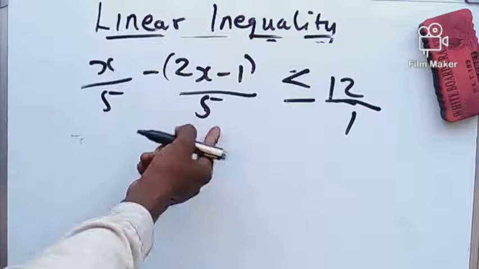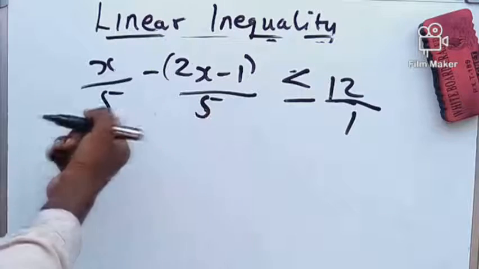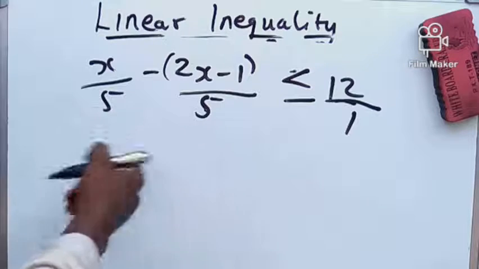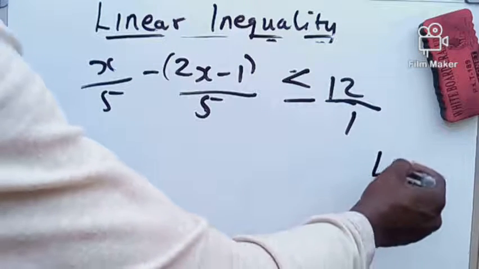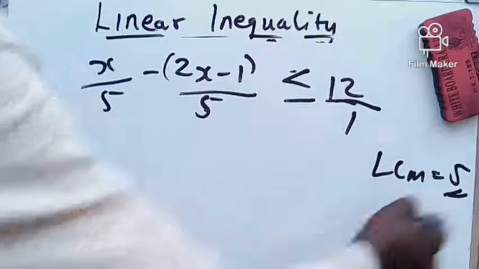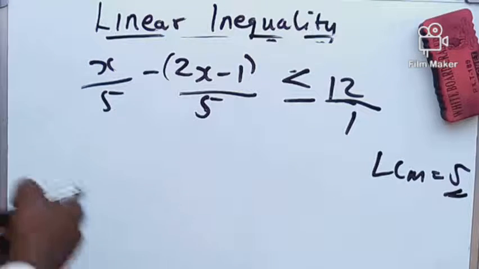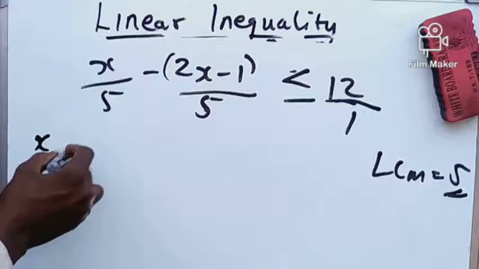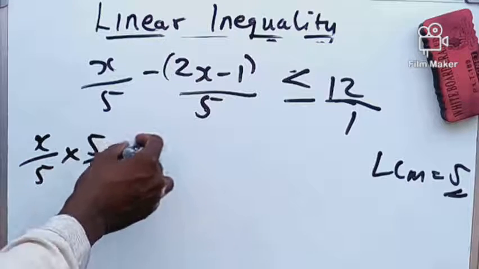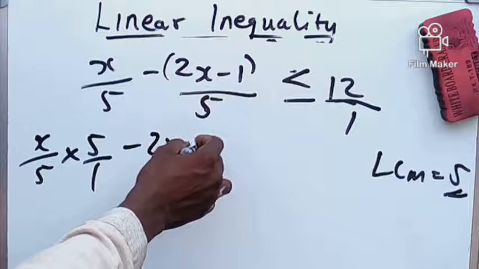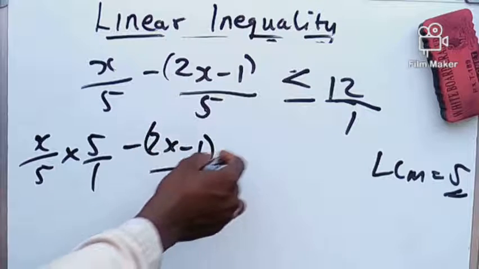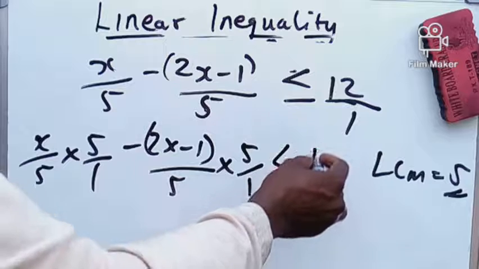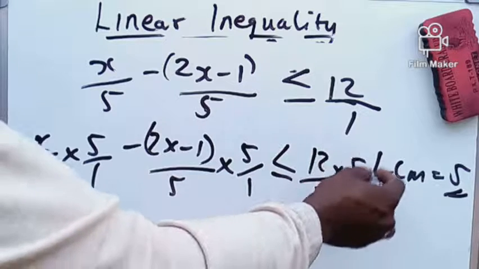Notice that this is 5, this is 5. If I have to find the LCM of the denominators, since the denominators have the same value, 5, 5, 5 can still divide. So their LCM is simply 5. You can verify that. So what we do, we take each fraction and multiply by the LCM. We take x over 5, multiply by the LCM, 5 over 1, minus, we take the next one, (2x minus 1) divided by 5, multiply by the LCM, 5 over 1. And this is less than or equal to 12 over 1 multiplied by 5 over 1.